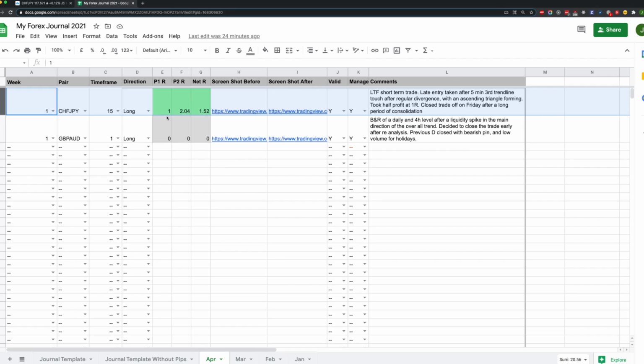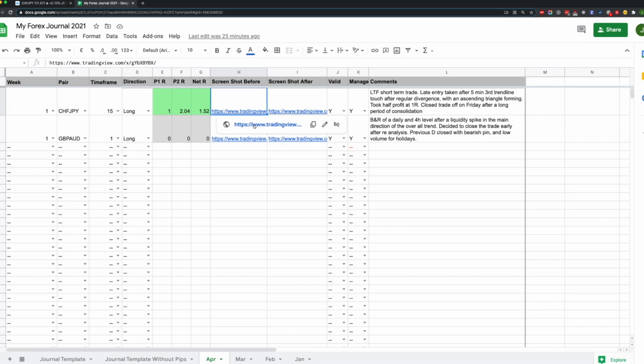So I closed half profit at 1 hour, and then closed the rest of the position here at 2.04 hour. All right, so it's a lower time frame trade, and it was a late entry after a 5-minute trend line touch, right? After some regular divergence was formed, with an ascending triangle possibly forming. I took half profit at 1 hour, closed the trade off on Friday after a long period of consolidation.